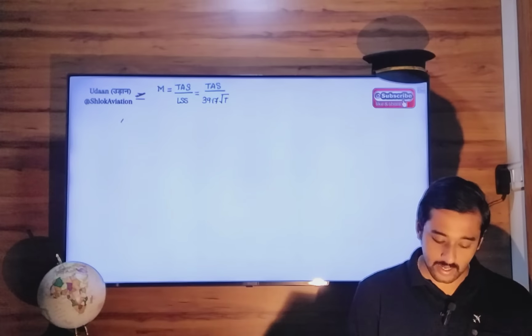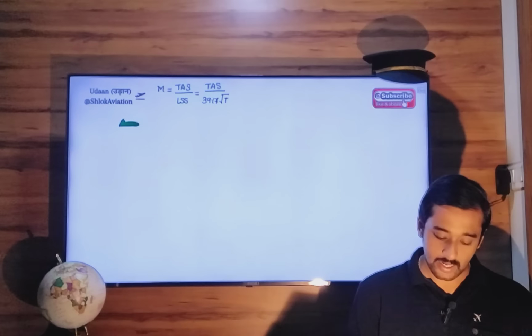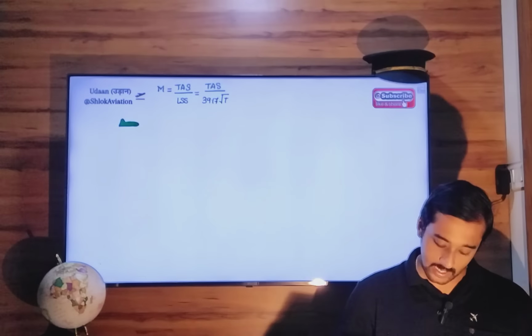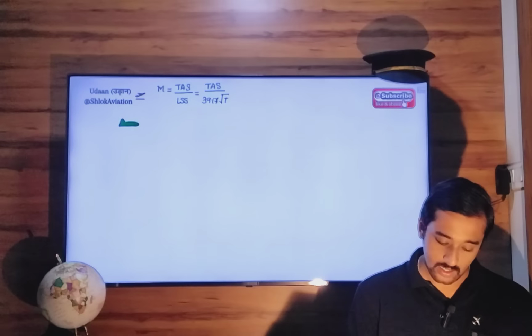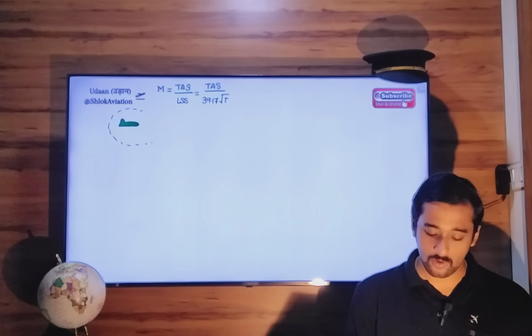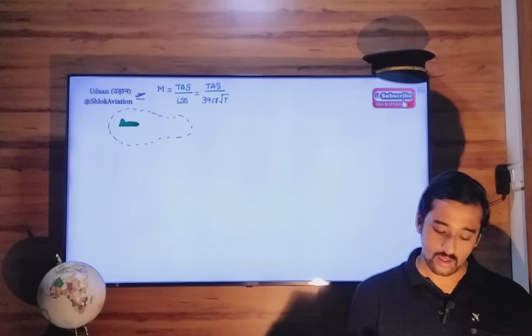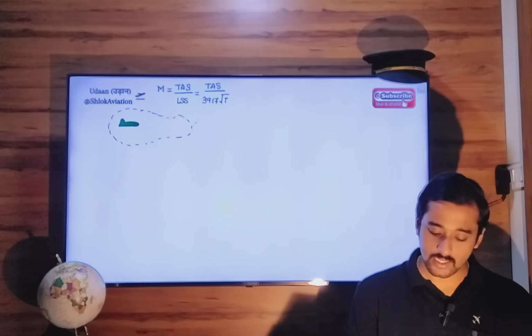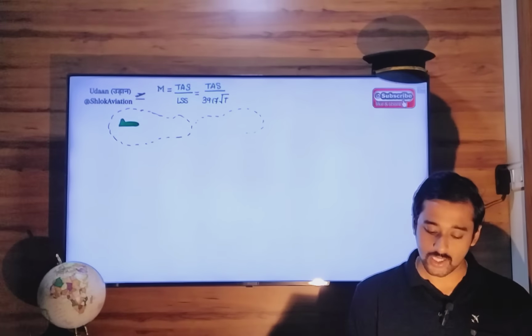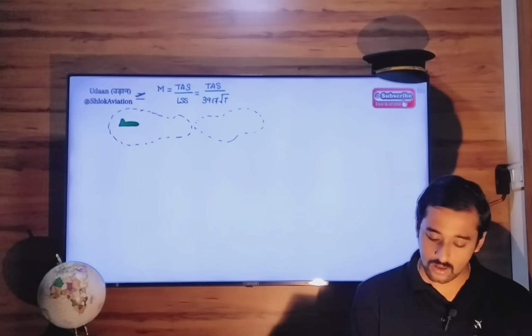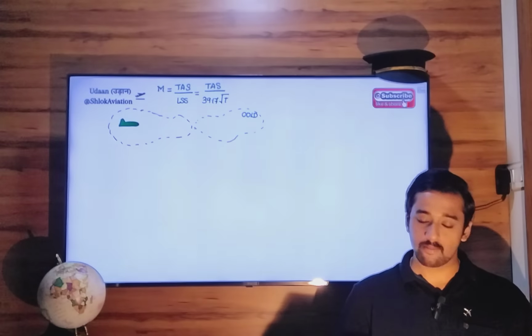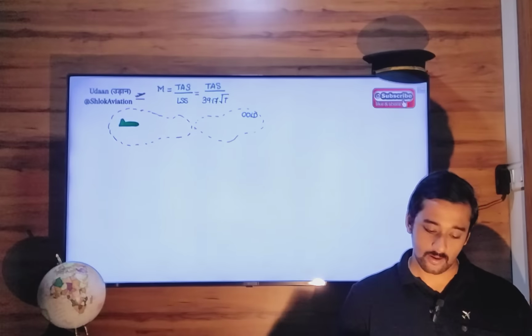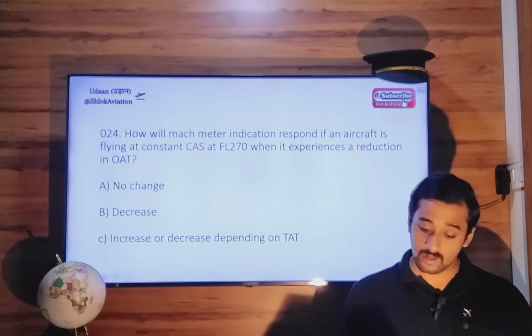So here is your aircraft. Okay. Currently it is flying at a constant calibrated airspeed in a warmer air mass, somewhat like this. In a warmer air mass. And very soon it transitions or enters a cold air mass where the outside air temperature will be very low.